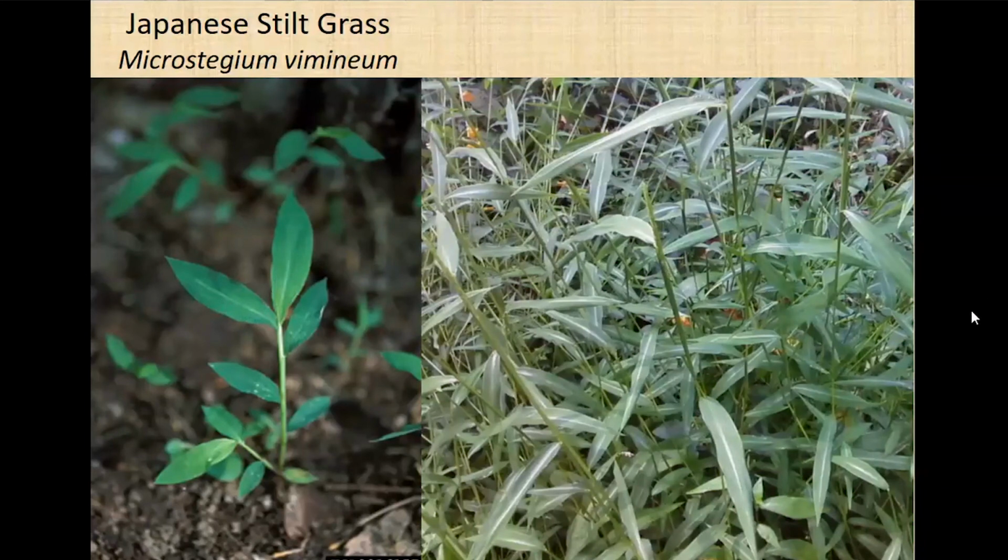This will be found along roadsides, trails. It will tolerate shade, so it'll move in from those locations where seed has been spread and start infesting the interior areas of forests.